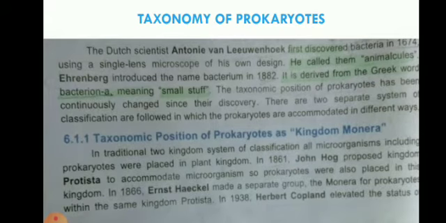There are two separate systems of classification which are followed, in which prokaryotes are accommodated in different ways. If we see their taxonomic position or classification, they are classified as kingdom Monera, and then domain Bacteria. One classification is the kingdom classification, the other is the domain classification. We will see what that is in this topic.